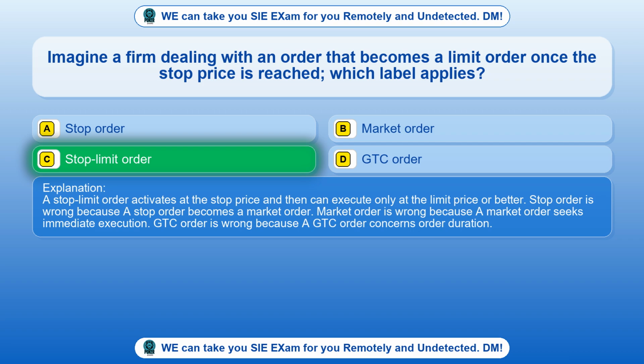Stop order is wrong because a stop order becomes a market order. Market order is wrong because a market order seeks immediate execution. GTC order is wrong because a GTC order concerns order duration.